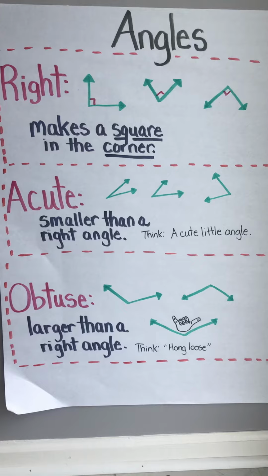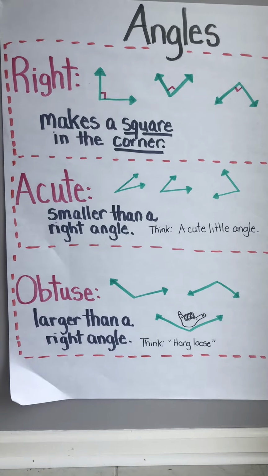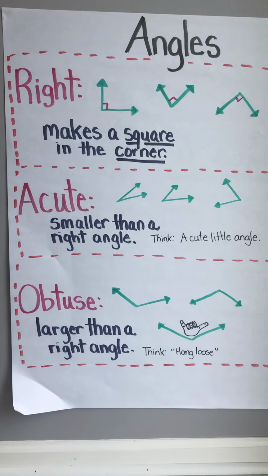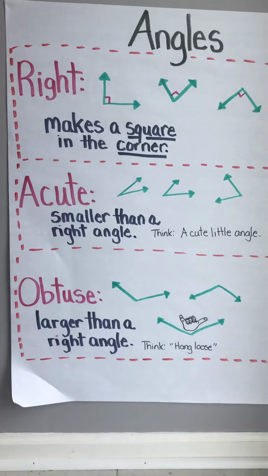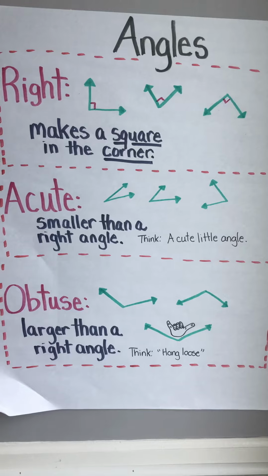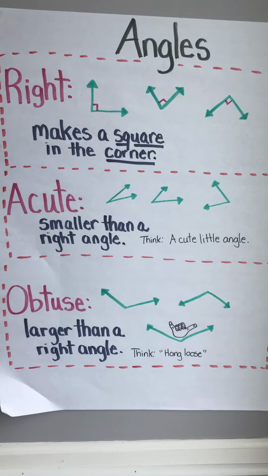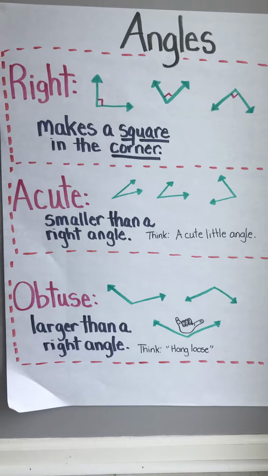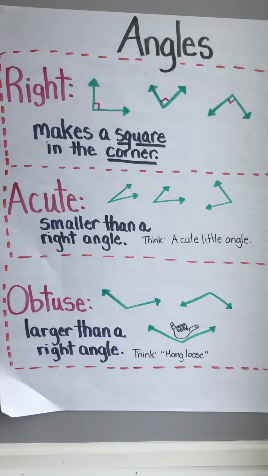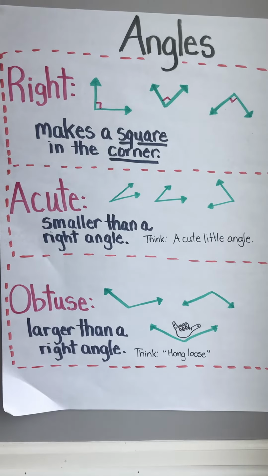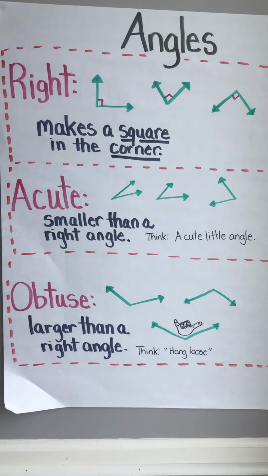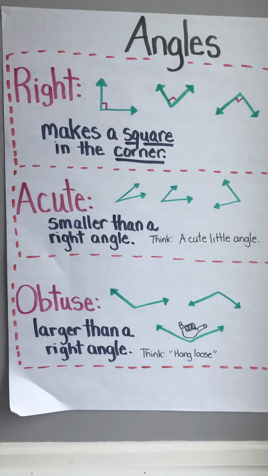Next is the acute angles, which you were seeing in your Go Math today as angles less than a right angle, but I don't like to use that whole term. I like to just say acute because that is the geometry term that you will be hearing in math, and you'll definitely hear that in 4th grade. So acute angles are smaller than a right angle, and it says think, a cute little angle. If you were thinking of something that's really cute and small, think of an acute angle, smaller than a right. And then I give you examples of some acute angles that I drew in green.